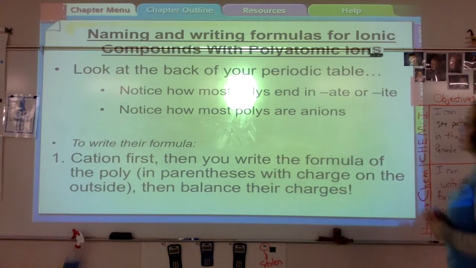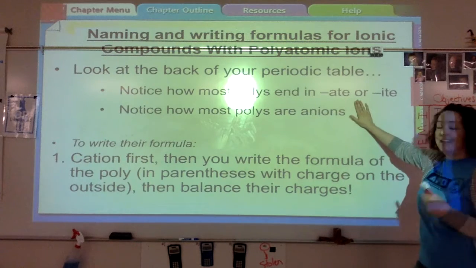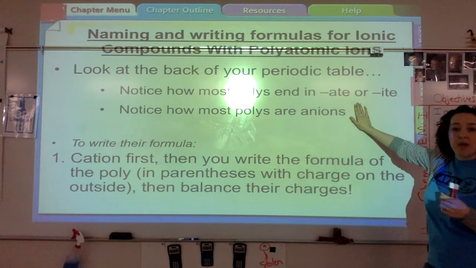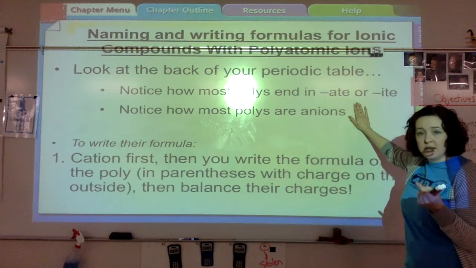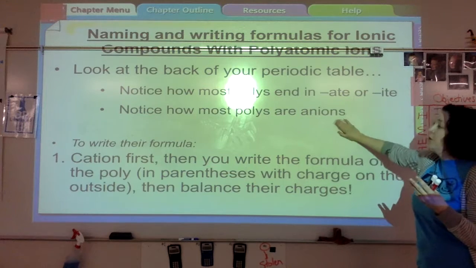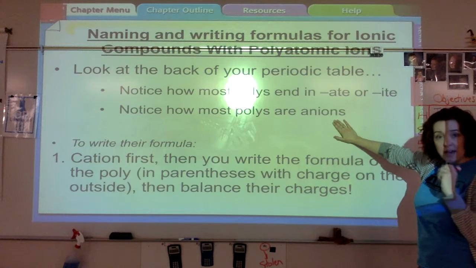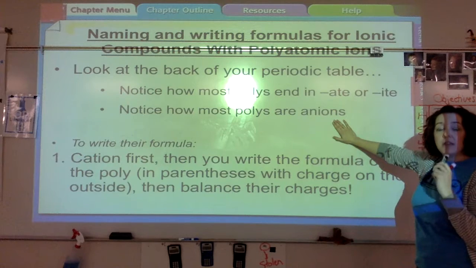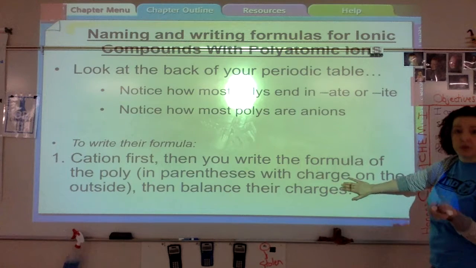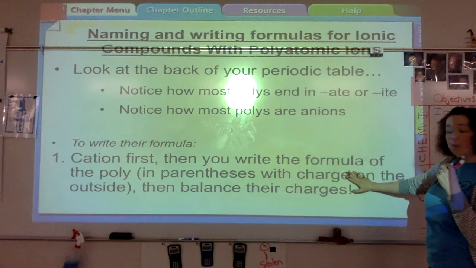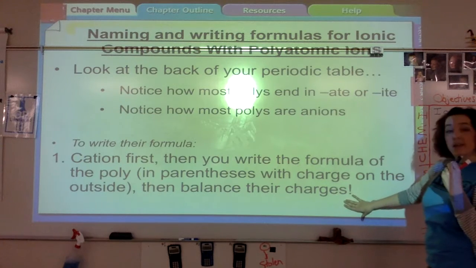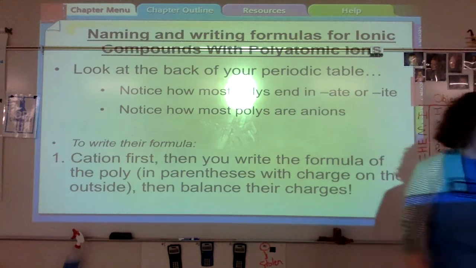So if you look at the back of your periodic table, most of the polyatomics end in ate or ite. Sulfate, sulfite. There are just a couple that don't follow that rule. That's hydroxide, cyanide, and then ammonium. Notice how most of the polys are anions. Ammonium is the only one that is positive. So to write their formula, you write the cation first with the charge, just like always. You write the formula of the polyatomic next in parentheses with the charge on the outside, and then you do the least common multiple. You balance their charges.